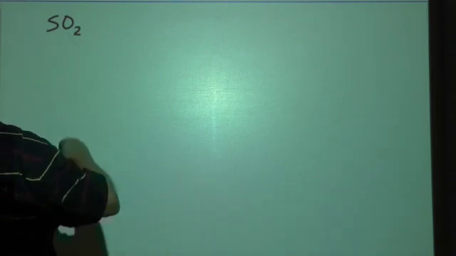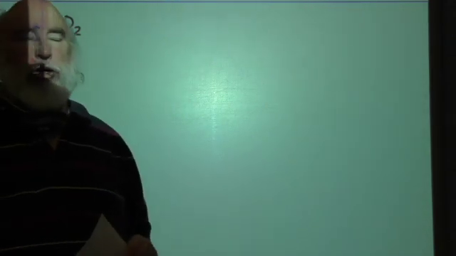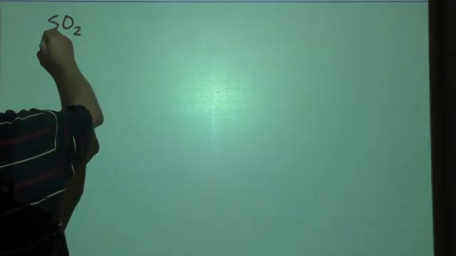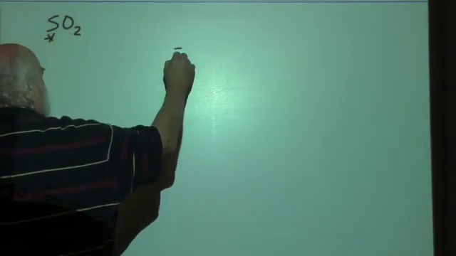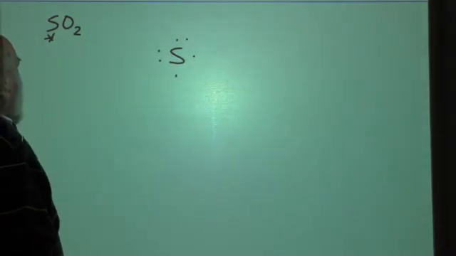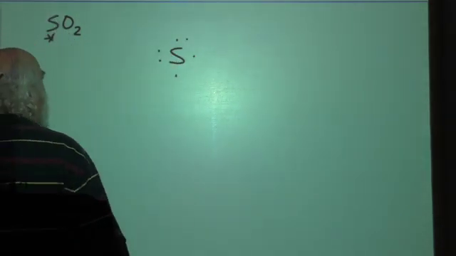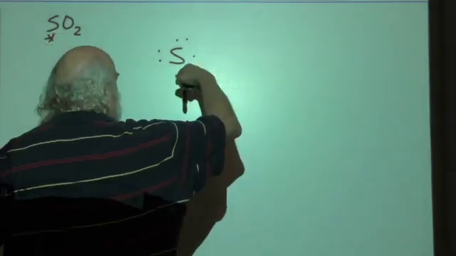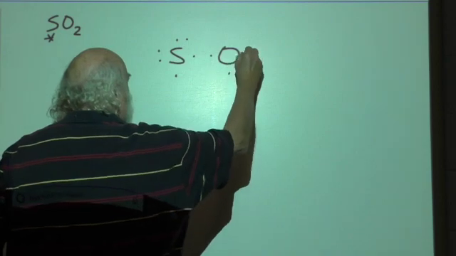Another pollutant that comes from burning sulfur compounds, sulfur dioxide. Sulfur again is listed first, so that's the central atom. So S with its 6 valence electrons. 2 oxygens, each one again in group 6A, so it's 6 electrons. So here's 2 signals right there. So I'm going to put those right there.